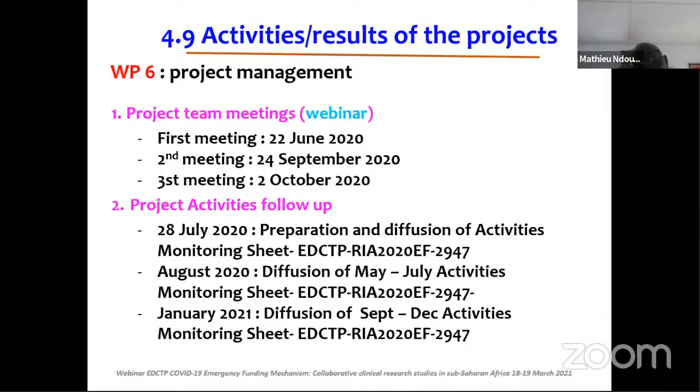With Work Package 6, we had three meetings with partners in June, September, and October. We prepared activities of our consortium, and in July we prepared and diffused activity monitoring sheets, other sheets in May and January, and the last activity monitoring sheet.